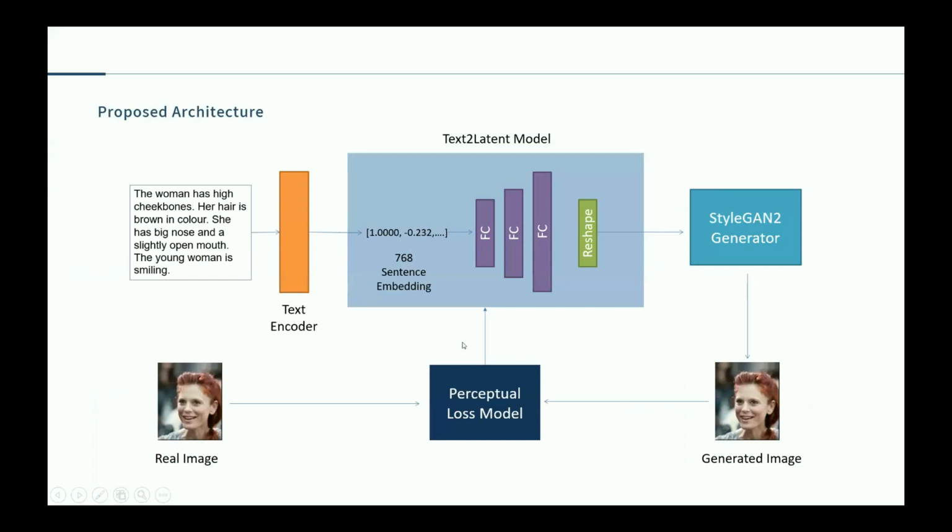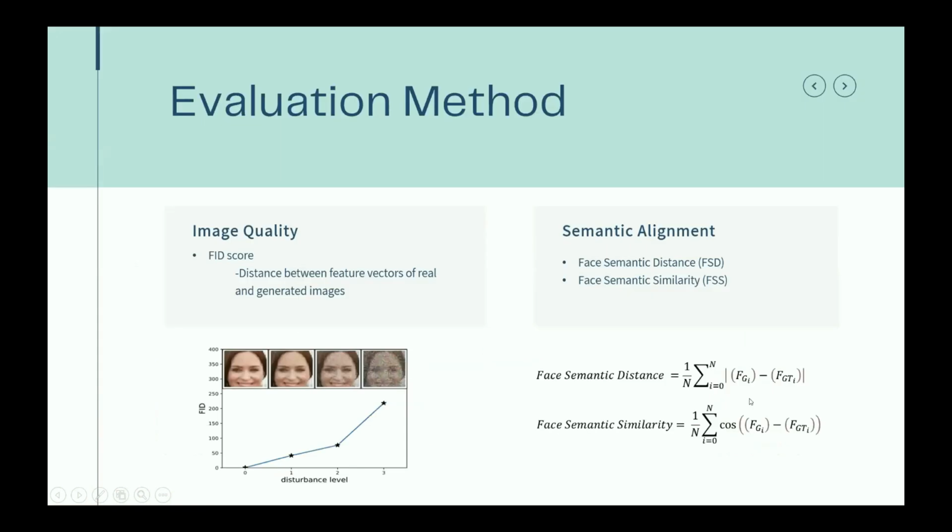So we try to minimize the perceptual loss and train the text-to-latent model to bring the generated image close to the real image. So that was the architecture we followed here. And now let's look at how these images were evaluated.